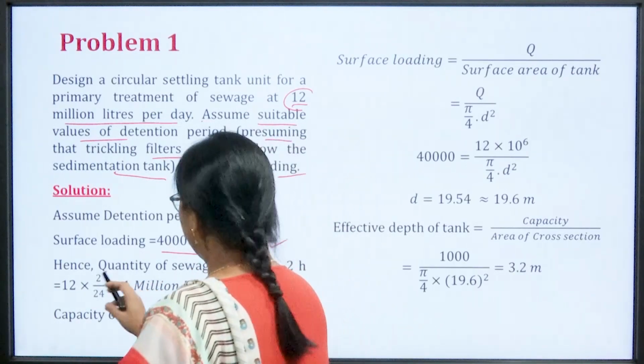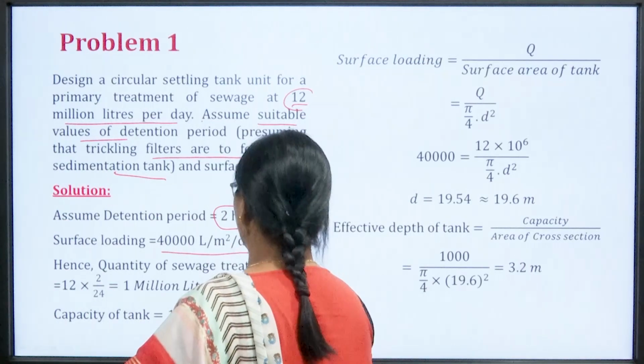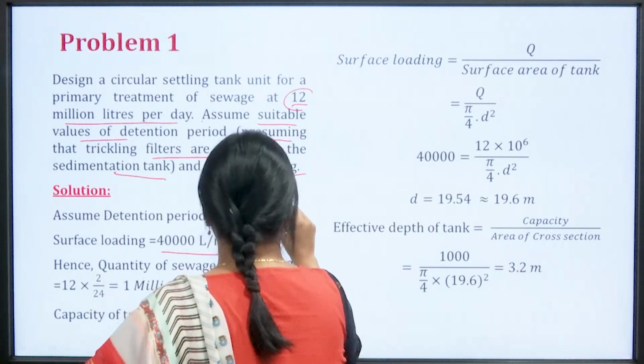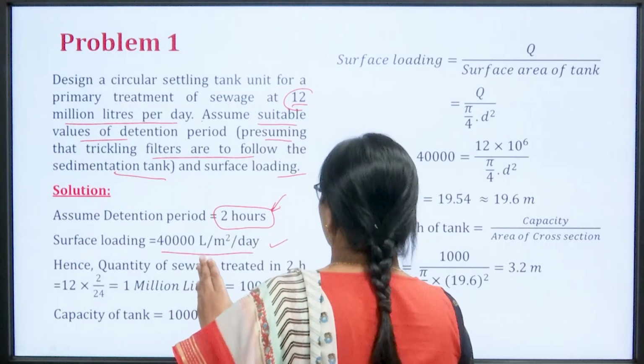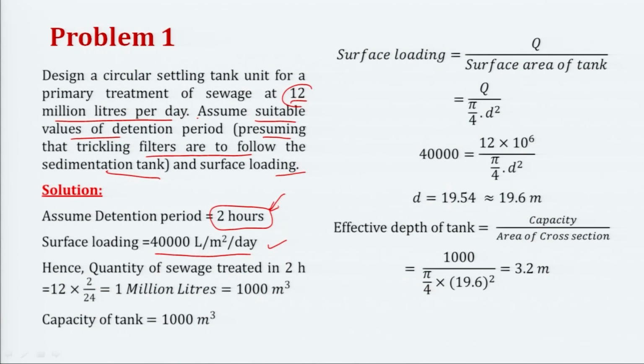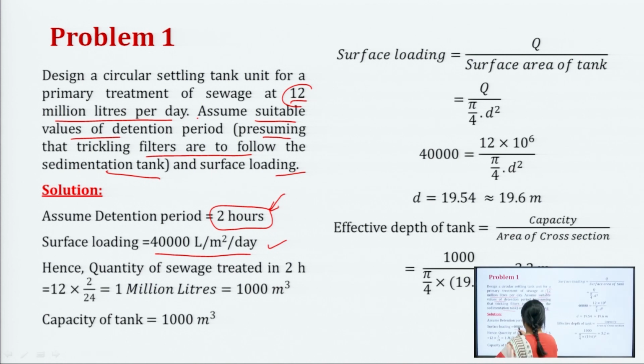Hence, the quantity of sewage treated in 2 hours: the detention period is 2 hours, you are going to hold that water for 2 hours. So, the sewage is 12 million liters per day. If it is 12 million liters per day, then in 2 hours how much will it be? 12 into 2 by 24, right, 24 hours per day. So, 1 million liters.